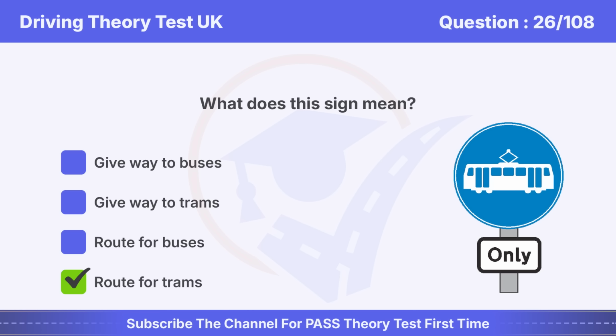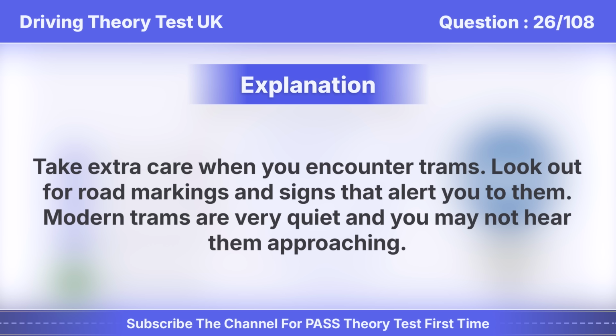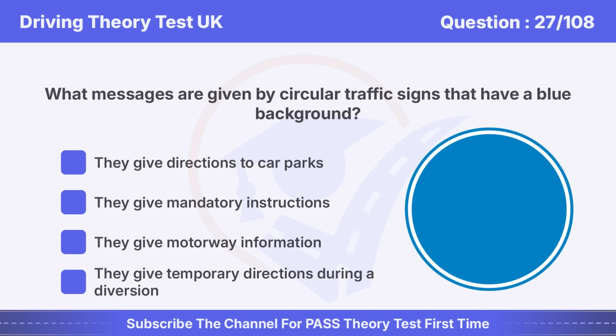Answer is D. Route for trams. Take extra care when you encounter trams. Look out for road markings and signs that alert you to them. Modern trams are very quiet and you may not hear them approaching. Question 27. What messages are given by circular traffic signs that have a blue background?